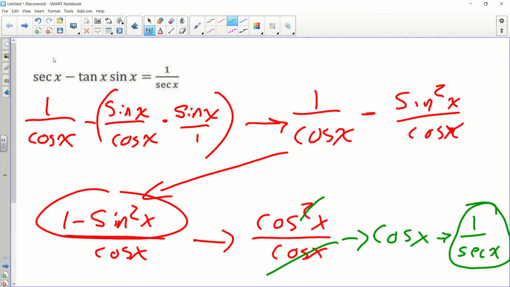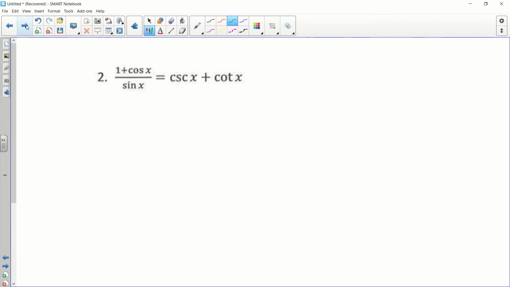All right, I'm going to move on to problem number 2. So I have 1 plus the cosine of x over the sine of x. I want that to equal the cosecant of x plus the cotangent of x.